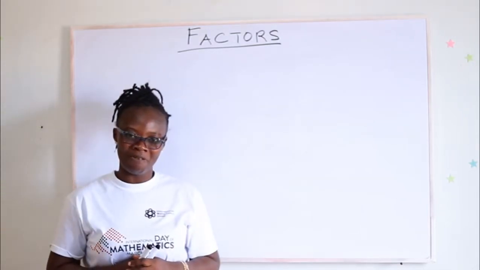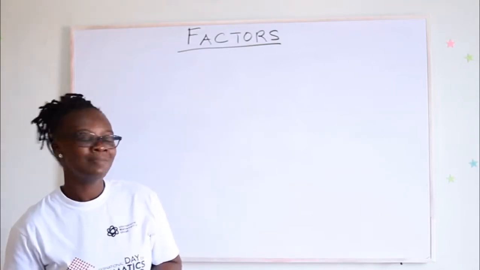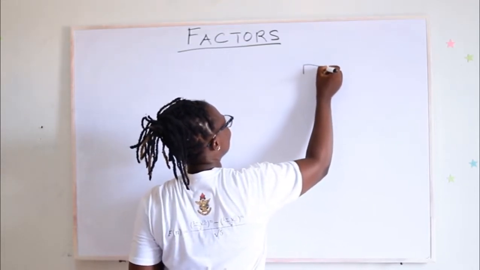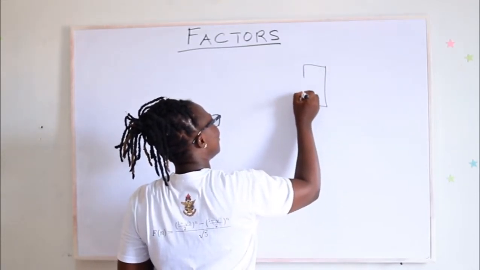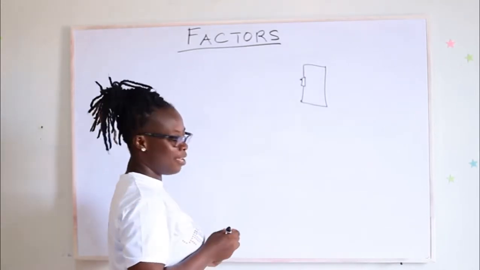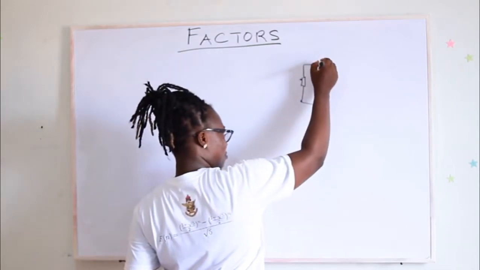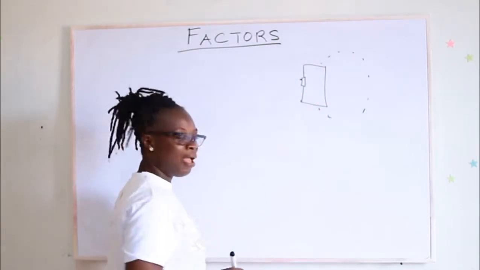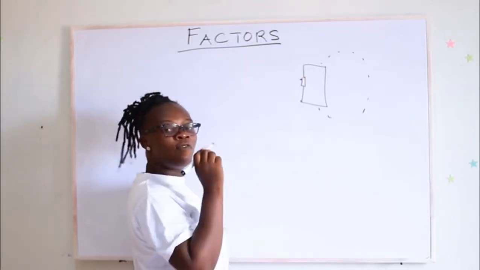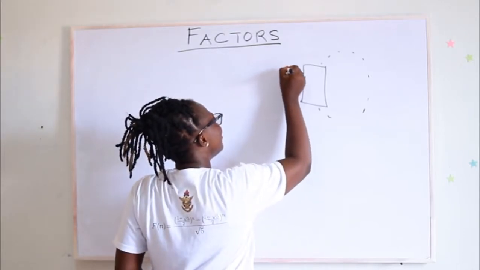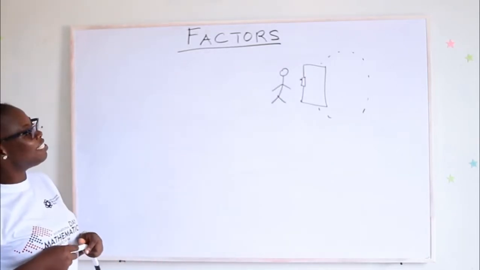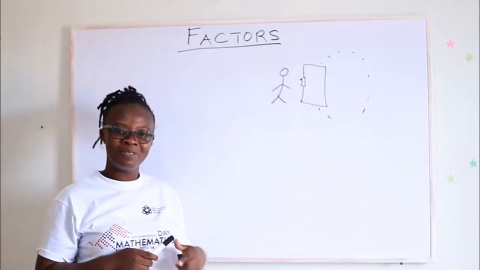So you may ask yourself, what is a factor? Let me use this demonstration. So there is a door here. Okay. So let's say our room is here and we have a door. This door. Then let's say I have this fine gentleman. That fine gentleman wants to go through this door.